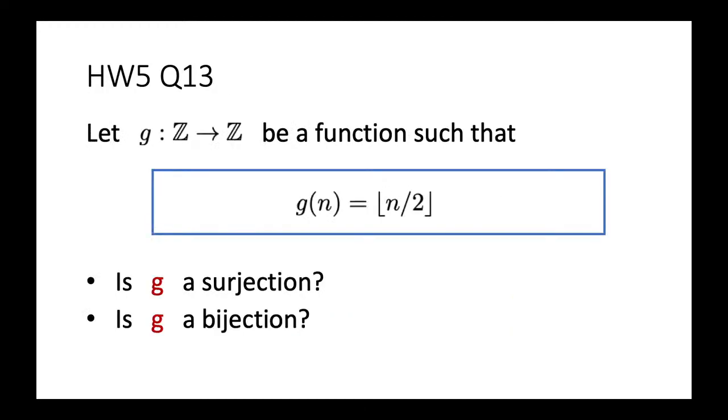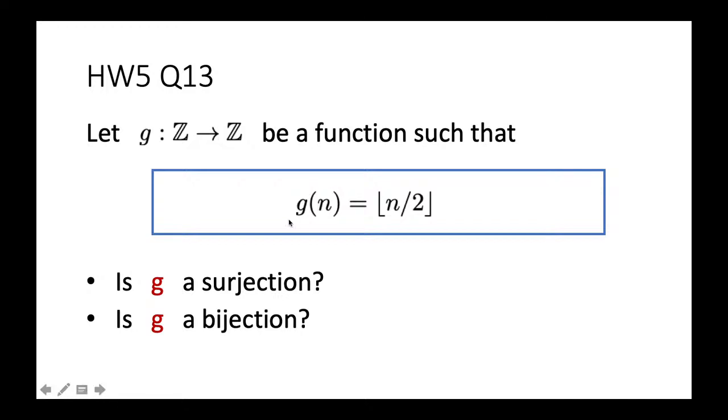And finally, we have question 13. Now, question 13, we are given a function g. G has the integer set as the domain, and also the integer set as the codomain. The function g maps the integer n into n divided by 2, taking the floor. So when n is equal to 2, we get g of n is equal to 1. When n is equal to 5, we get g of n is equal to 2.